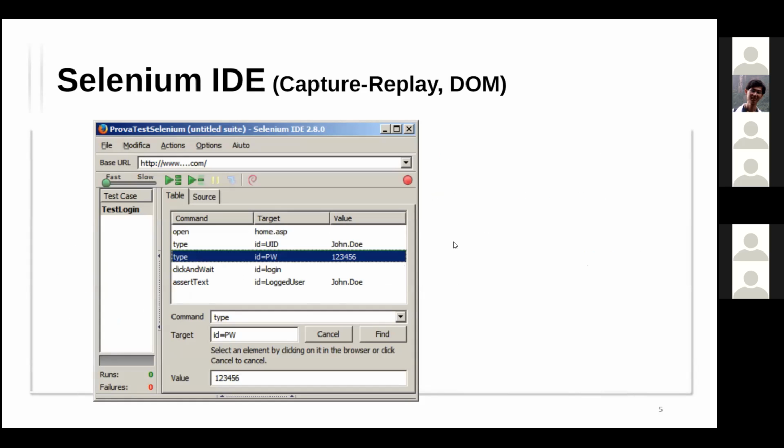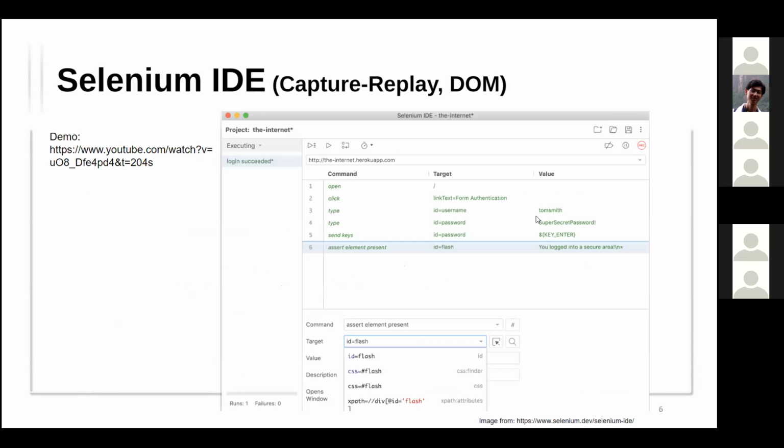So for Selenium IDE, which is a capture-replay, DOM-based approach, I will show you. Here I raised a question to some of the students. For example, Darren, do you know what the DOM is? Hello, Darren. The object model that's used to represent the website.